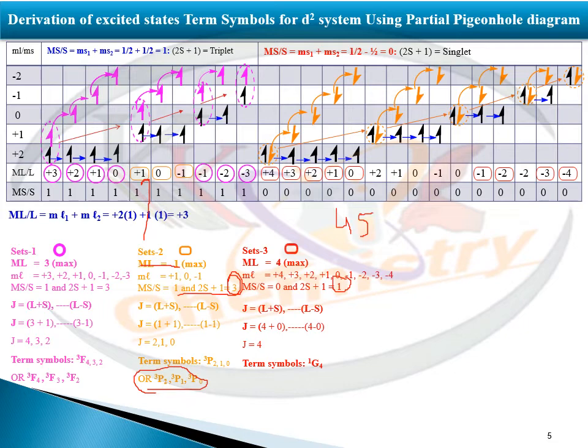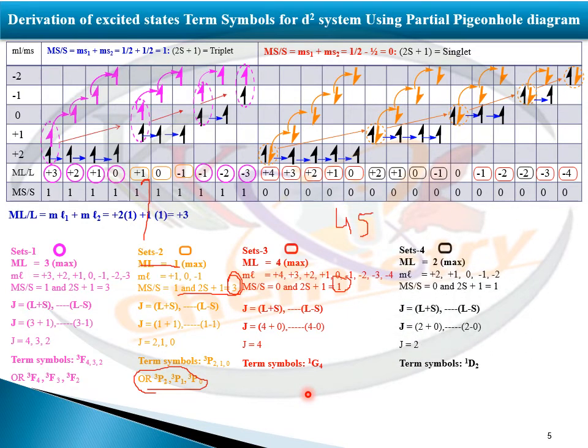It's also denoted over here. So the J value again will be equal to 4 because L is equal to 4 and S is equal to 0. So the term symbol will be singlet G 4. Next one is set 4. The ML value is 2. So it will be plus 2, plus 1, 0, minus 1, minus 2, and MS is equal to 0 because both electrons are paired. So 2S plus 1 will be 1, the J value will be 2. The term symbol is a singlet D 2.